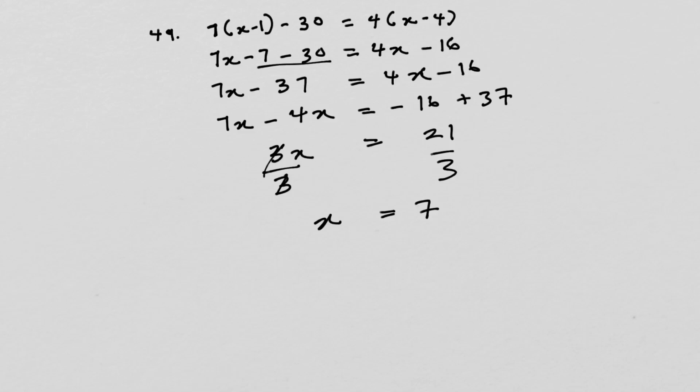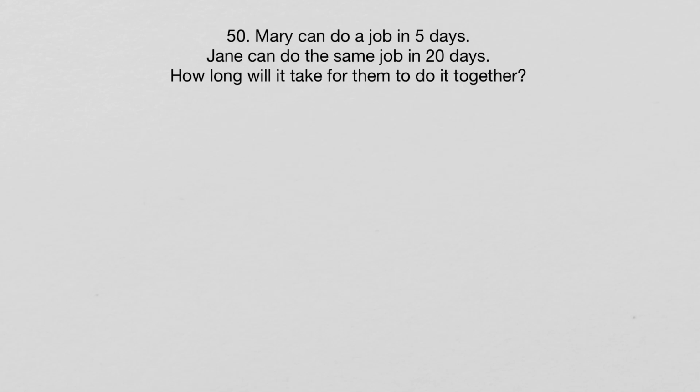Now, let's look at our final question in this section. Question 50. Mary can do a job in 5 days. Jan can do the same job in 20 days. How long will it take for them to do the job together?